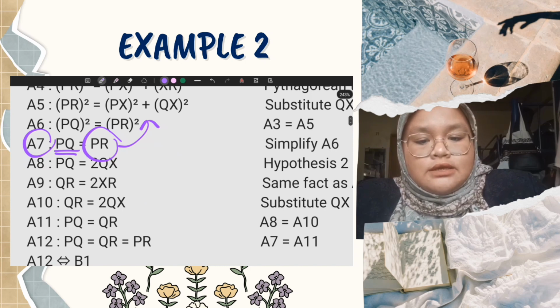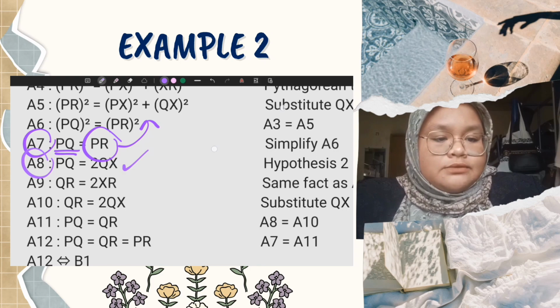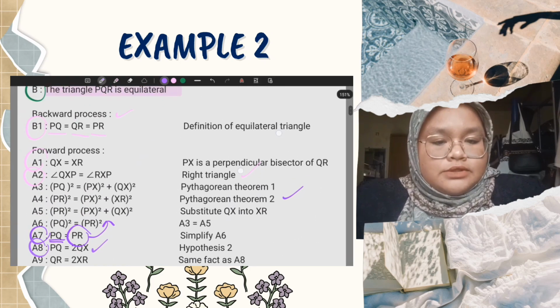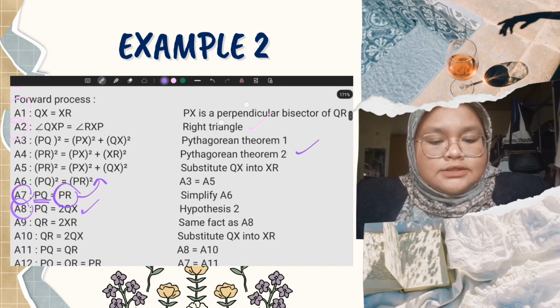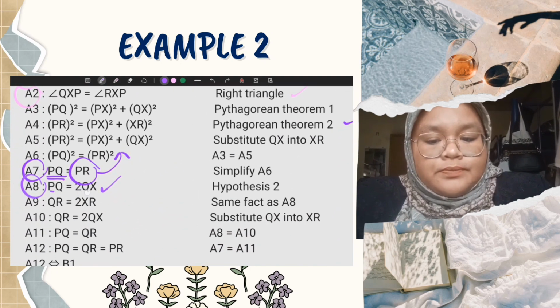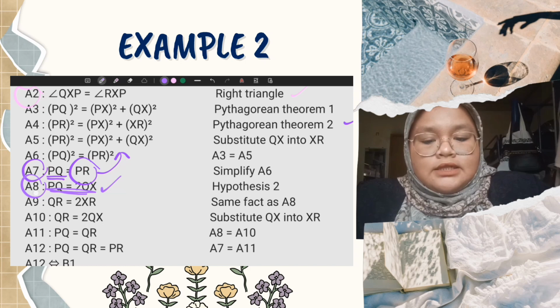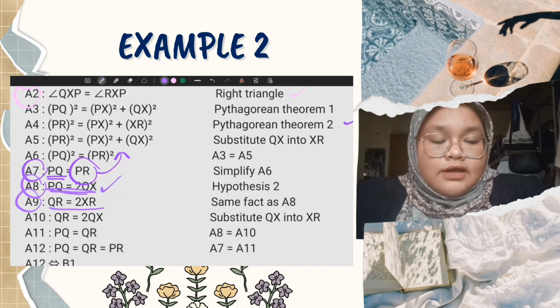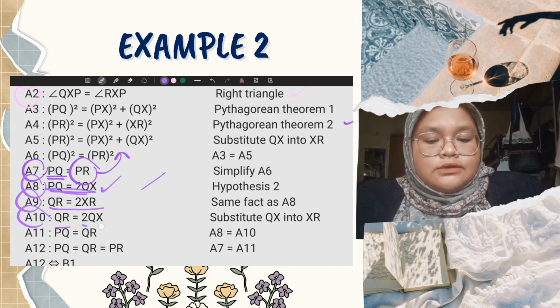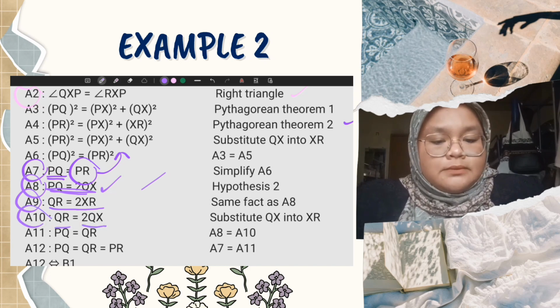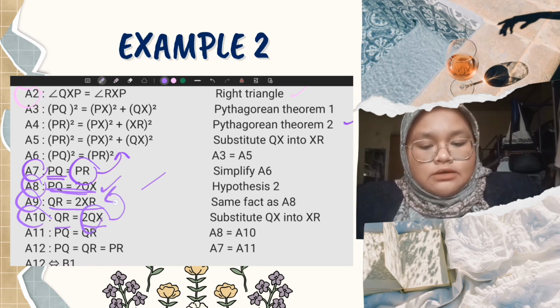And A8, PQ is equal to 2QX, which is hypothesis number 2. The hypothesis number 1 is this one, right? So the hypothesis number 2 is from A8. And then A9, QR equals 2XR, which is the same fact as A8. And then A10, QR is equal to 2QX, where we substitute QX with XR.